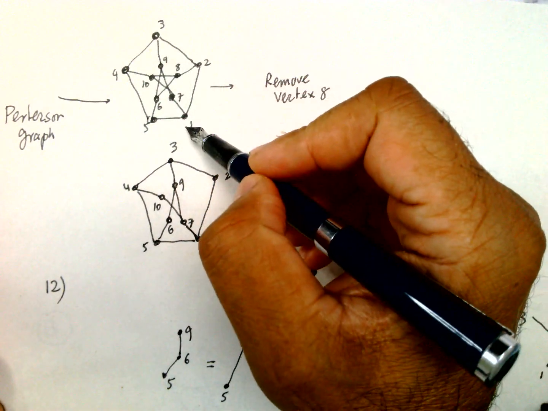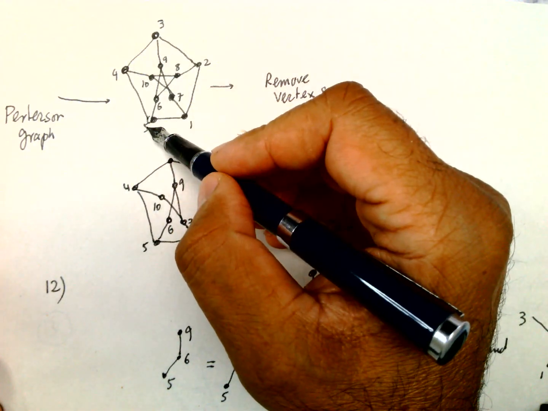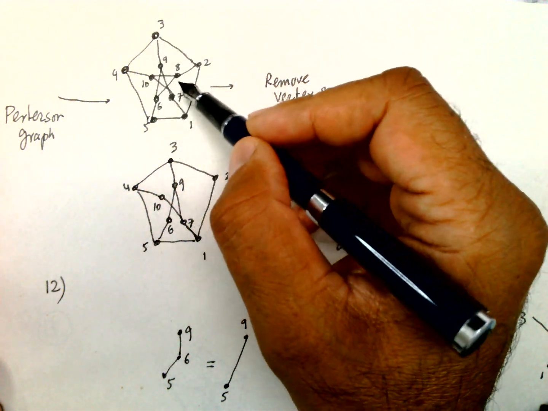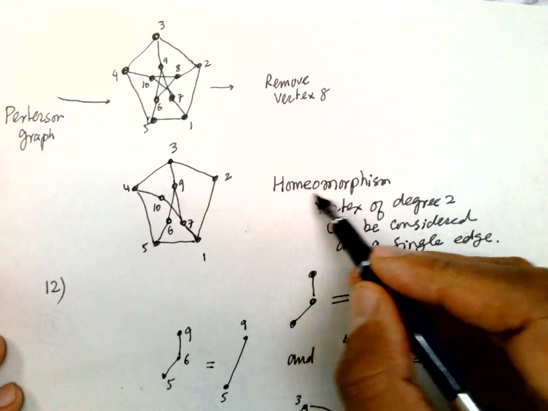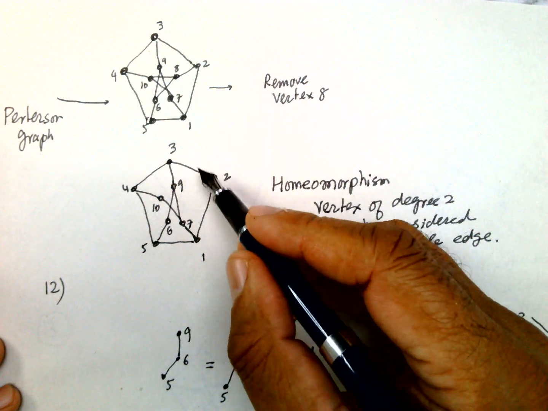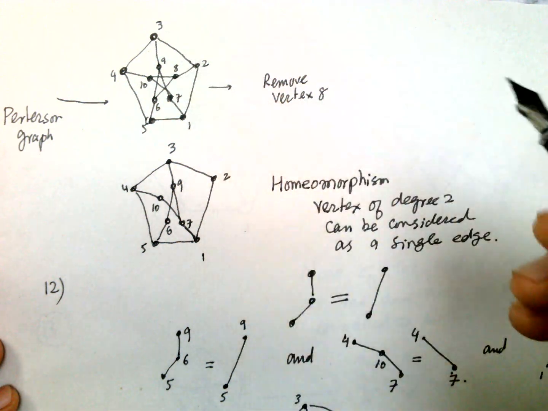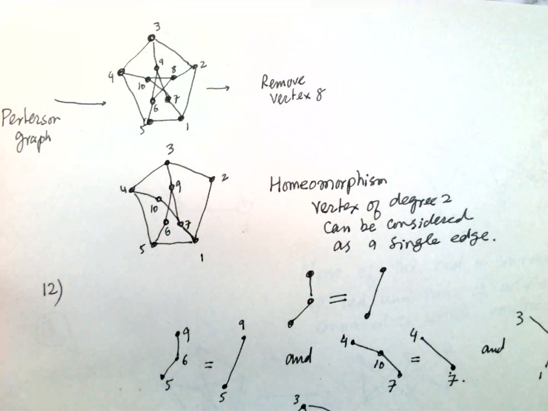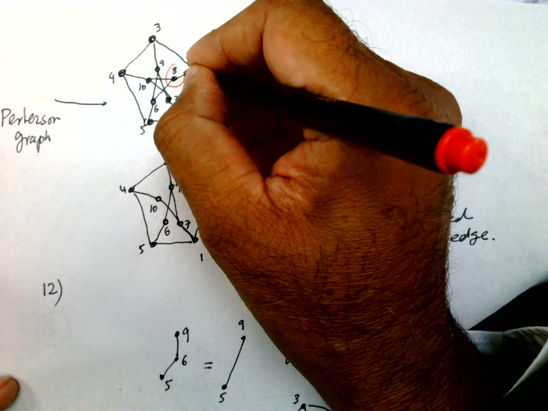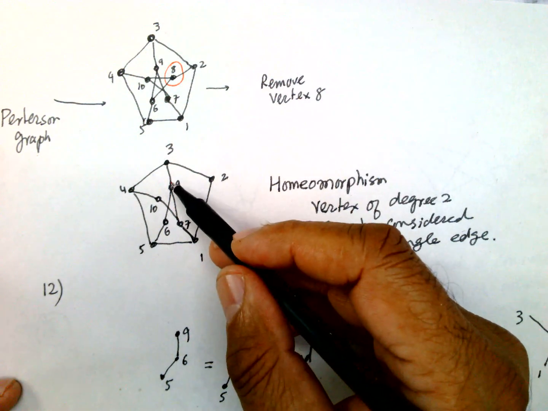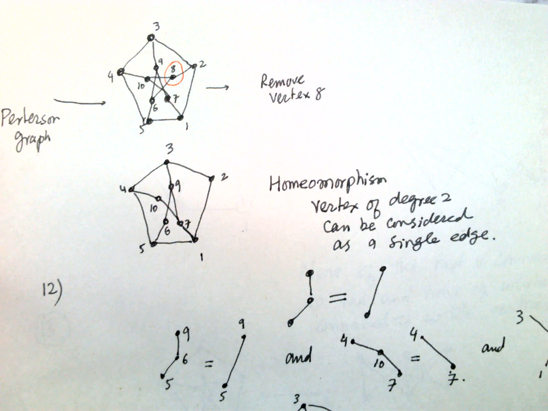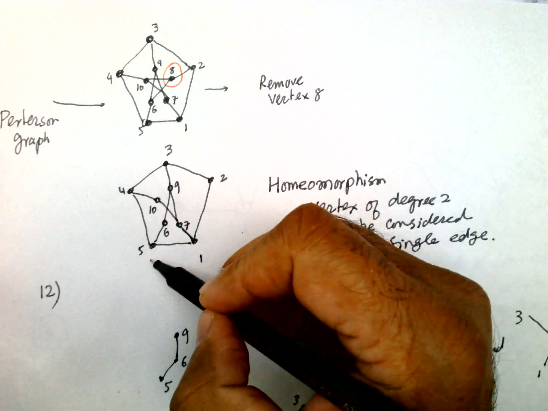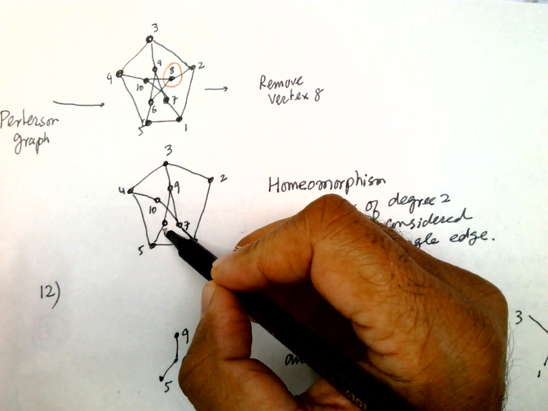This has vertices 1, 2, 3, 4, 5, 6, 7, 8, 9, 10. These are the vertices, and there are edges. For the homeomorphism, vertex number 2, and vertex number 8, we will delete this one. If you delete this vertex, this will be the situation afterward. So this is the new situation: 1, 2, 3, 4, 5, 4, 5, and 6 is there.